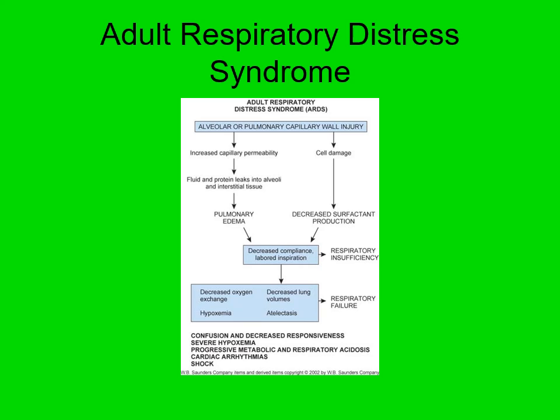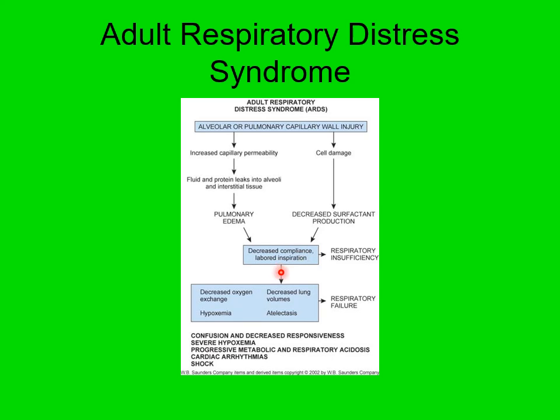And this is a little flow chart of adult respiratory distress syndrome. Alveolar pulmonary capillary wall injury, severe enough to cause cell damage, causes decreased surfactant production. Increased capillary permeability, fluid and proteins leak into alveoli and interstitial tissue, which leads to pulmonary edema. And this results in reduced compliance. Can't get enough air in. Remember, we said compliance is the ability to get air into the lungs.